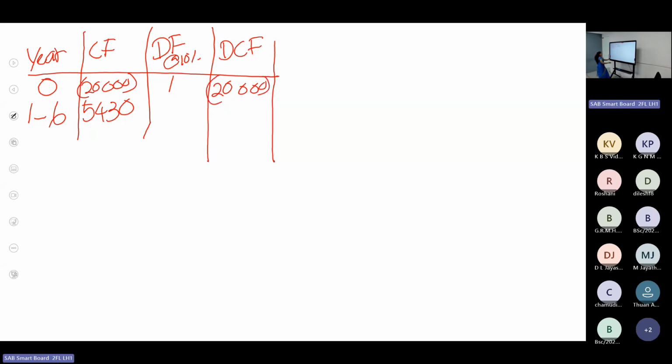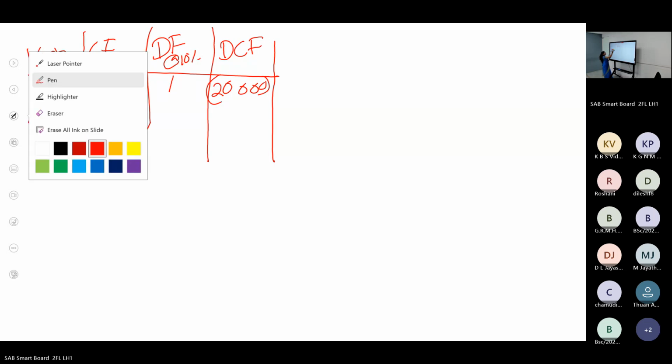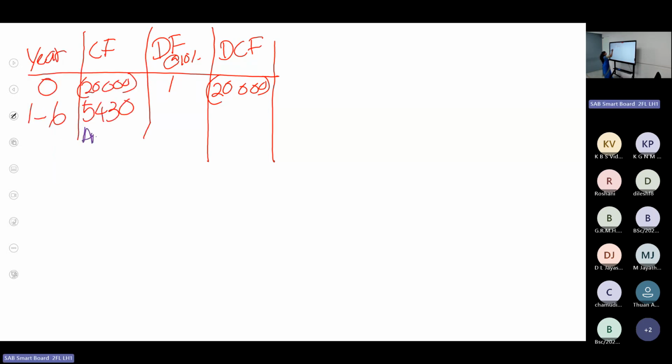We have an annuity now. If it is an annuity, what you can calculate, no need to go one by one. This is the same cash flow during the 6 years period. So therefore, you can obtain the annuity factor. Working number 1, annuity factor.